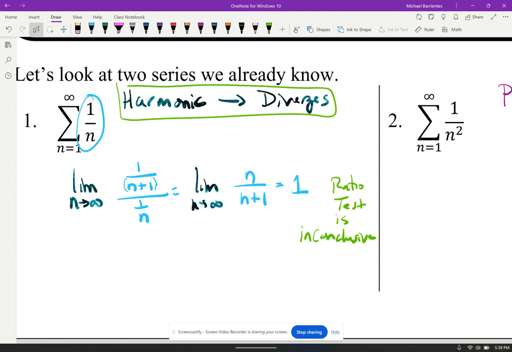By the way, as I return to number 1, I do want to point out I forgot to put the absolute values here. But in this case, we really didn't need the absolute values because n was approaching infinity and that was just going to positive numbers anyway.